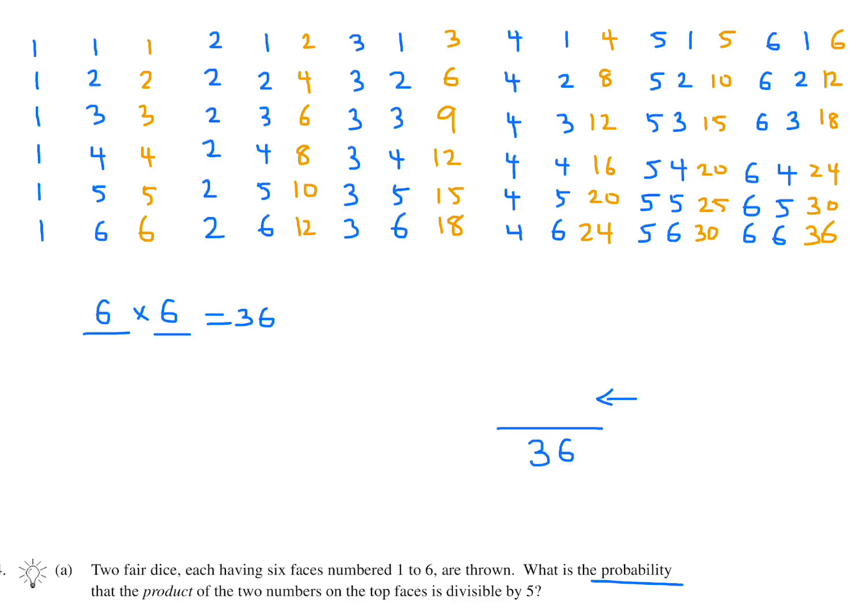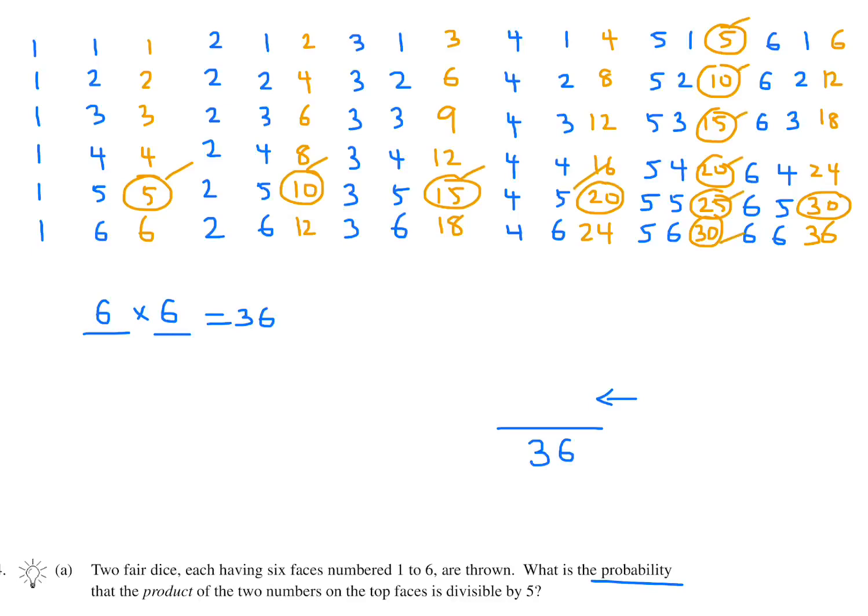Now, let's circle all the products that are divisible by 5. 1, 2, 3, 4. All of these guys. And that one right there. So how many do I have? 1, 2, 3, 4, 5, 6, 7, 8, 9, 10, 11. And there you go. That's the probability that they are looking for. 11 over 36.